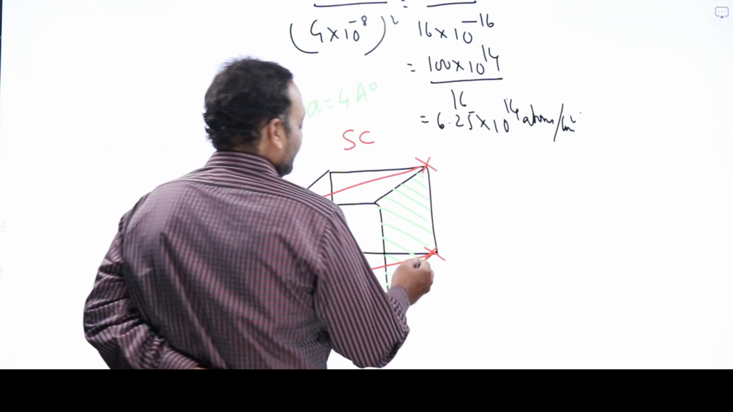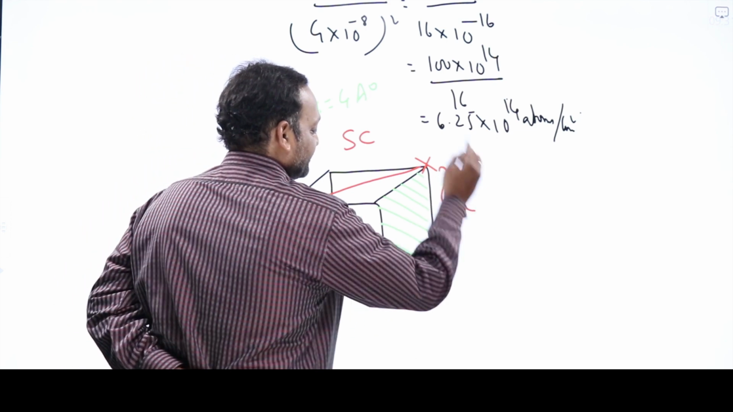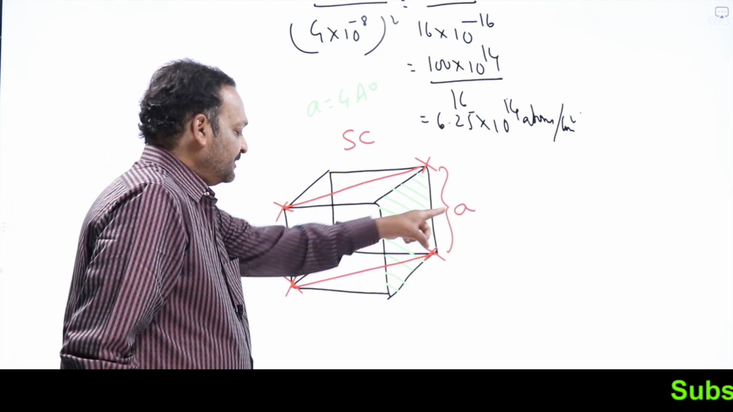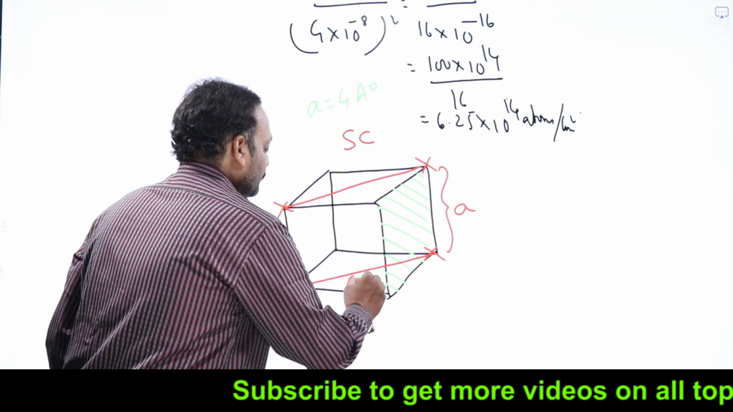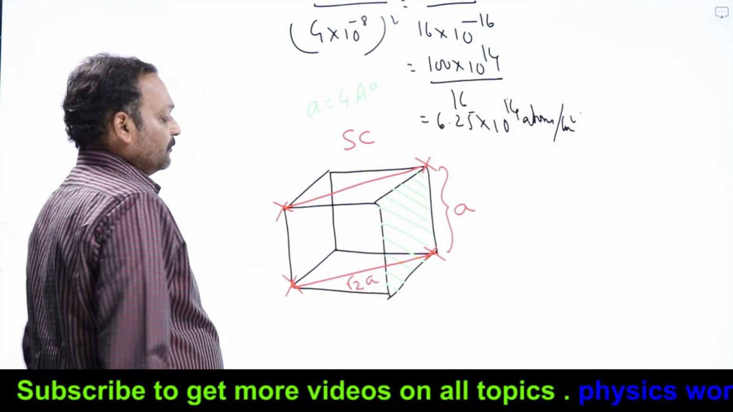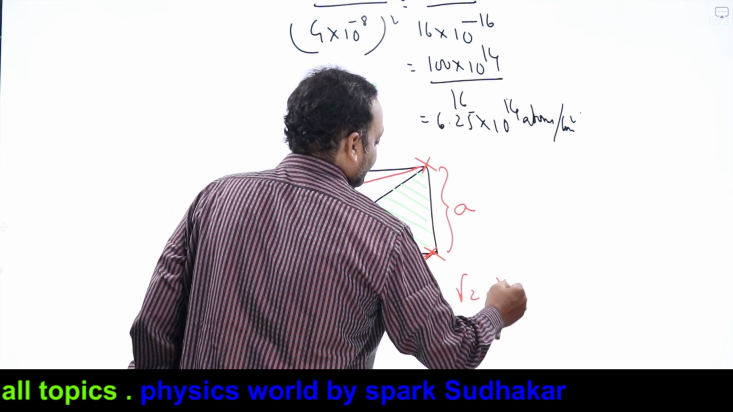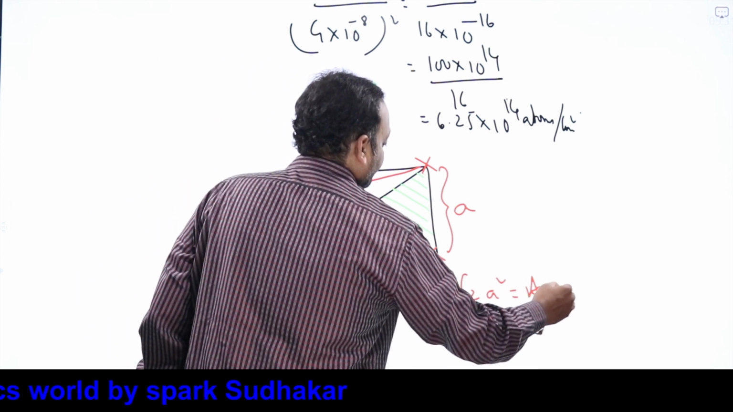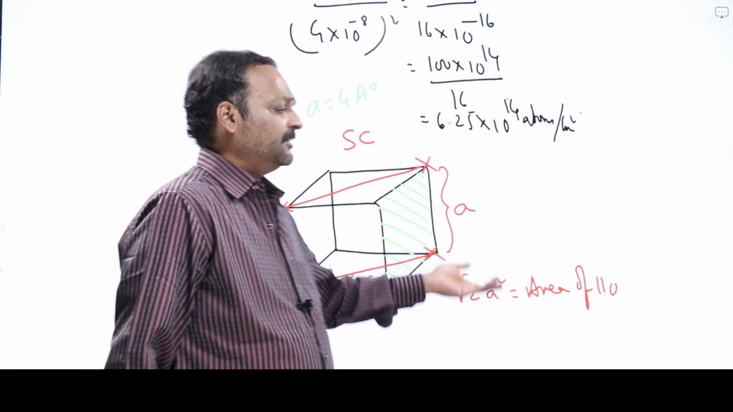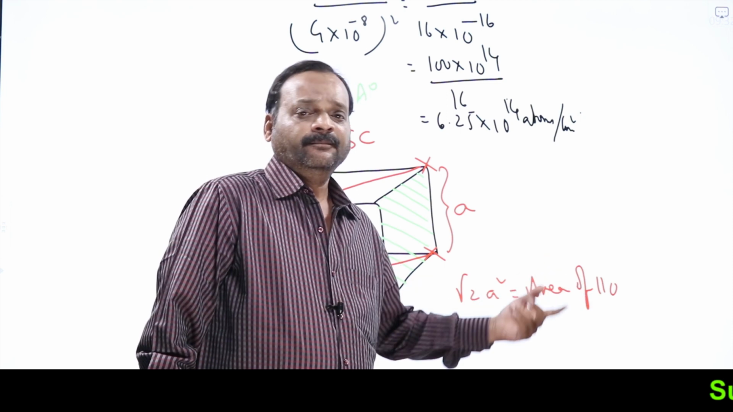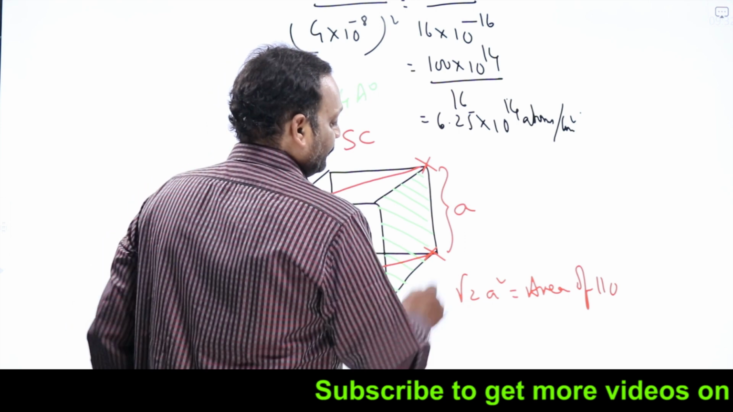The area of the diagonal plane means length into breadth. The breadth is nothing but the lattice constant A, and the length is the face diagonal, which is root 2 A. So what is the area of this diagonal plane? Root 2 A square is the area of the diagonal plane. Not only 110, it can be 101 or 011, anything, two ones and a zero, that's all. So root 2 A square.